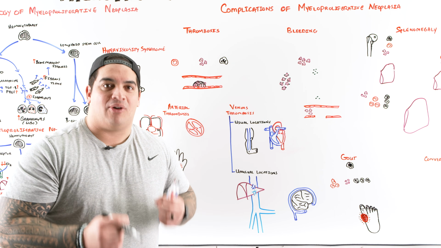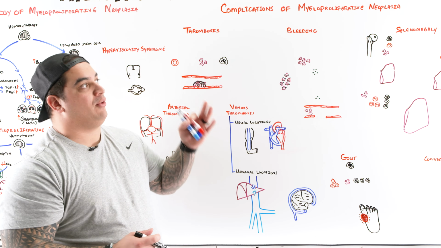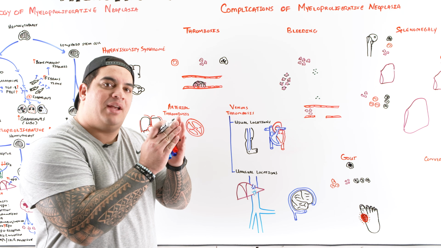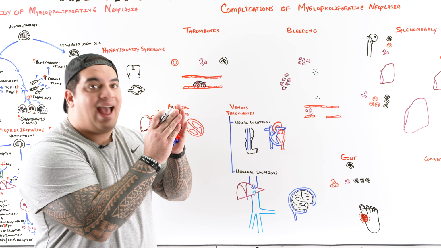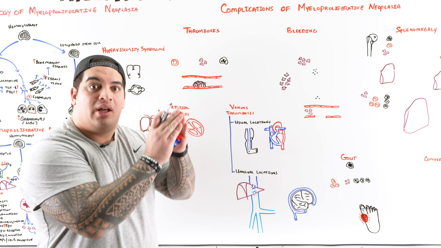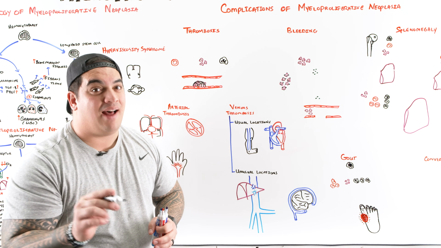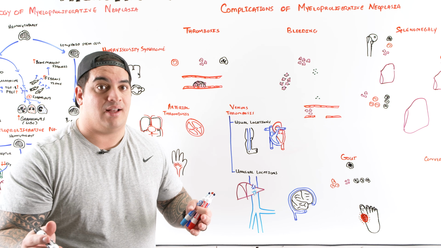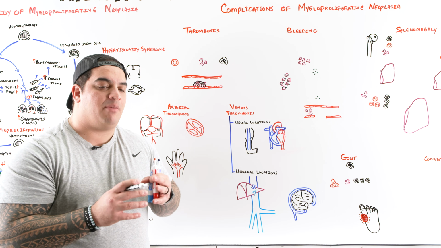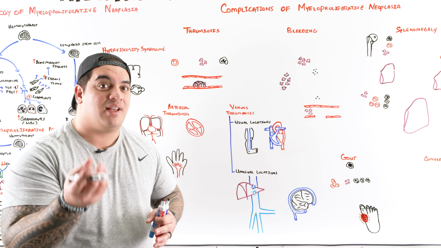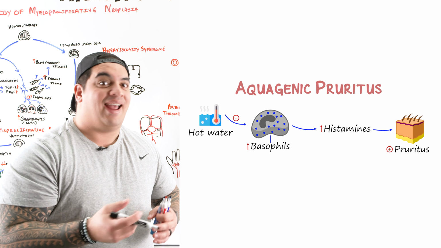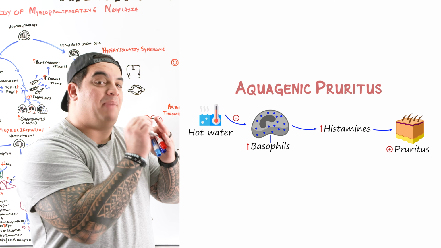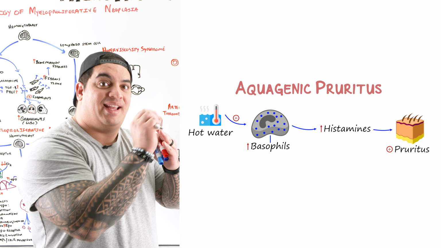Aquagenic pruritus is something we see because, remember, in patients with Polycythemia Vera, there can be activation of the EPO receptor and they make lots of red cells. But guess what? Polycythemia Vera can also make lots of platelets and lots of white blood cells. So these patients can have increased white cells, especially basophils. And when they get exposed to hot water, the basophils degranulate and release histamine.